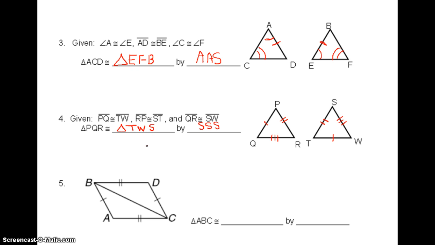Number 5. Triangle ABC is congruent to what, by what? Okay, so far we've only got 2 pieces over here, 2 pieces over here. We need 3. You have to ask yourself what you can mark congruent to itself. Well, we know we can mark reflexive sides congruent, so we're going to put 3 there. So now we have side, side, side over here, side, side, side over here. Once again, side, side, side.